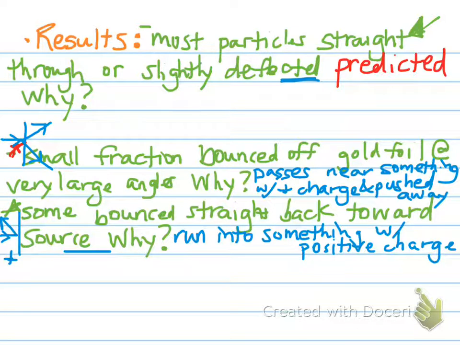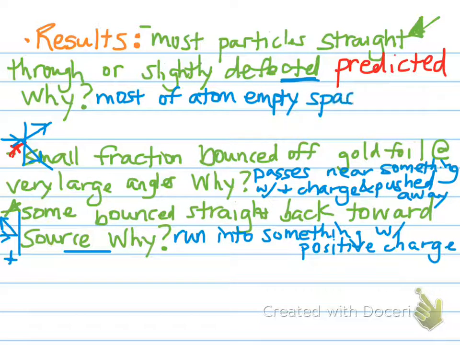Well, maybe most of the atom is empty space, right? It's not running into anything. That's why it can go straight through. That's why it's only slightly deflected. It's a long ways away from that something with a positive charge. Okay? So, based on that, Ernest Rutherford has a new theory.